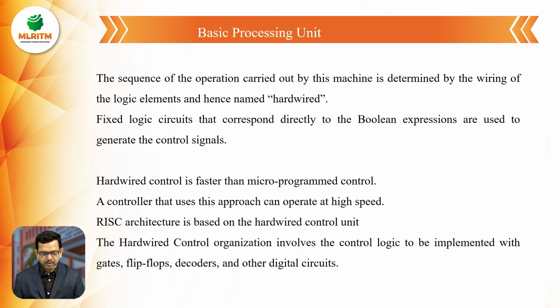Next, the fixed logic circuits that correspond directly to Boolean expressions are used to generate the control signals. The control signals play a very important role while executing the instruction. The state of the machine is indicated only by the control signals, because the control signal indicates ones and zeros, where 1 means the instruction is going to be executed, and once the state machine is indicated with 1, it can be considered as the instruction being processed.